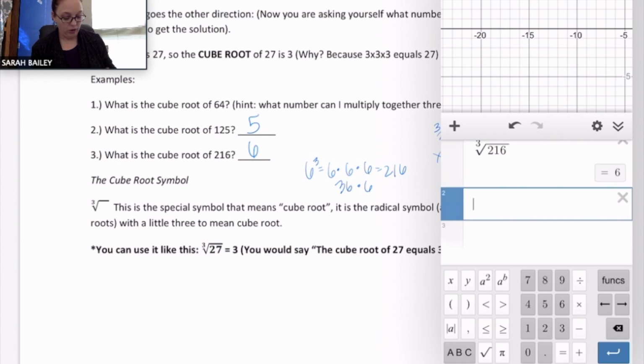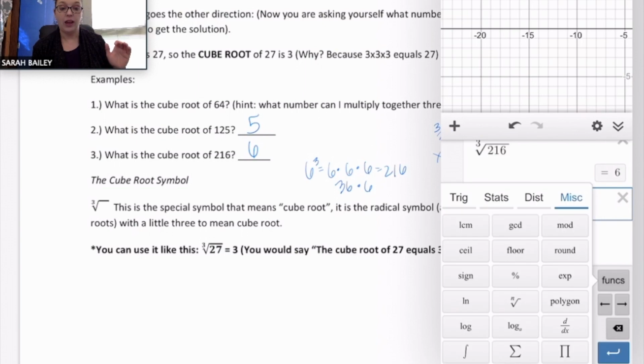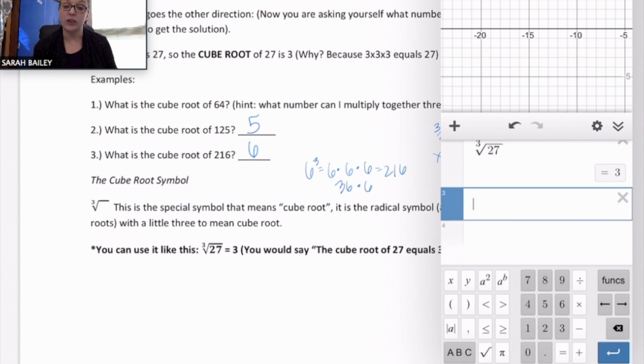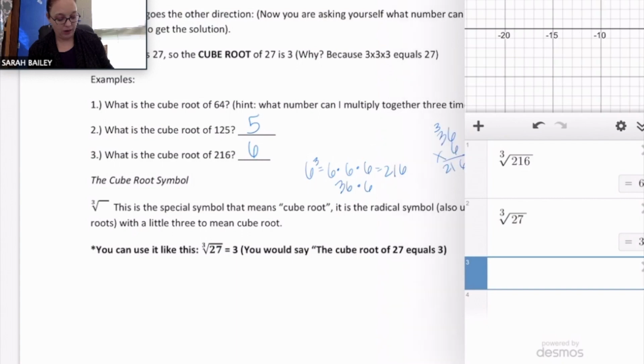Okay? If I wanted to do the cubed root of, say, 27, I'm going to hit that FUNC, functions, and then miscellaneous, and then the nth root. Cubed root of 27 is 3, okay? So let's go to the next page.